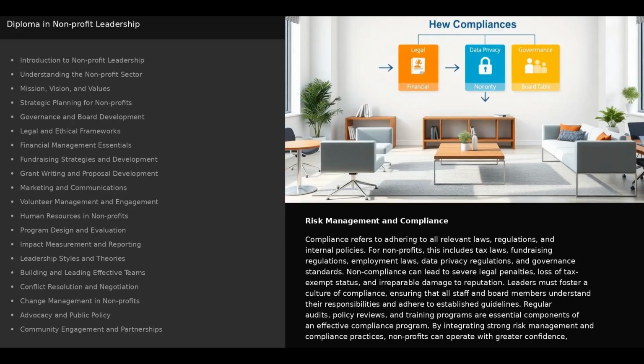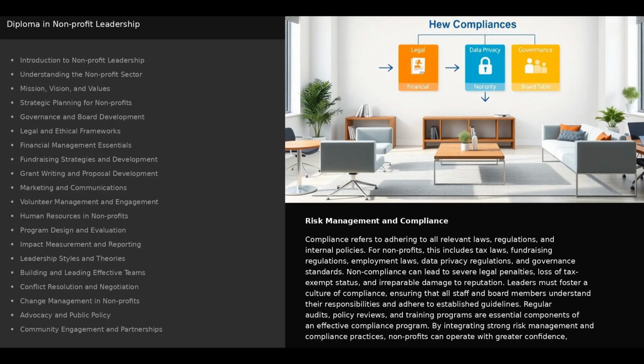Compliance refers to adhering to all relevant laws, regulations, and internal policies. For nonprofits, this includes tax laws, fundraising regulations, employment laws, data privacy regulations, and governance standards. Non-compliance can lead to severe legal penalties, loss of tax-exempt status, and irreparable damage to reputation.